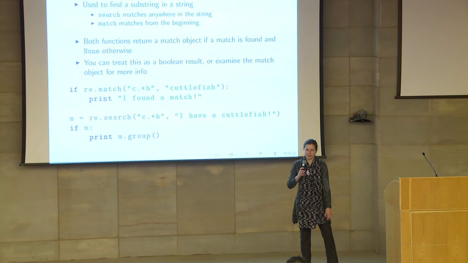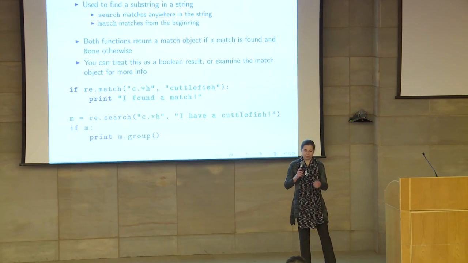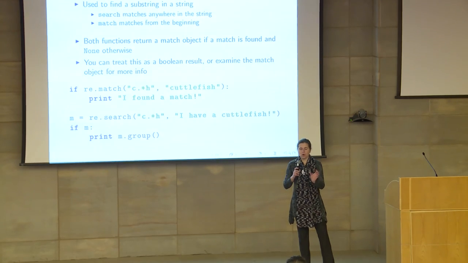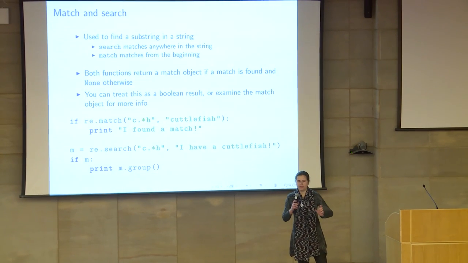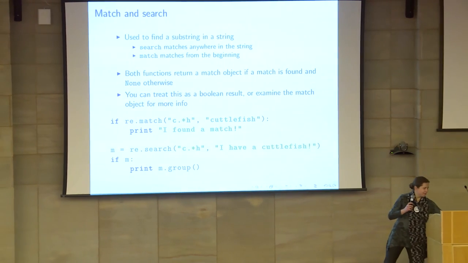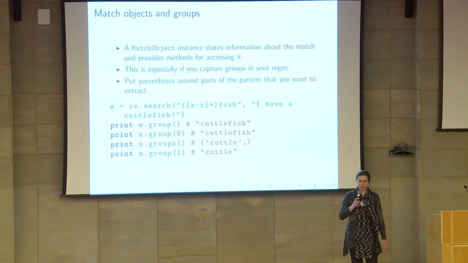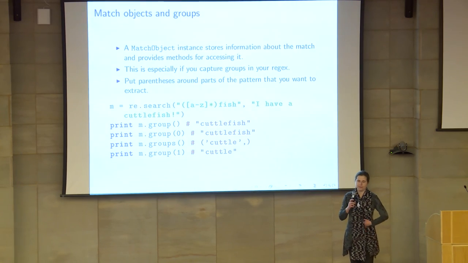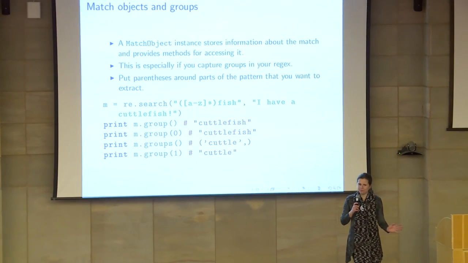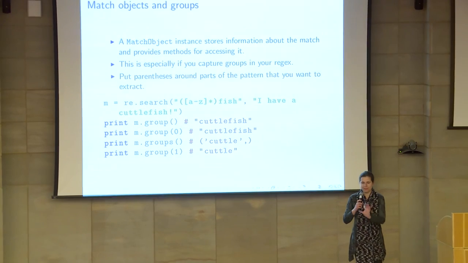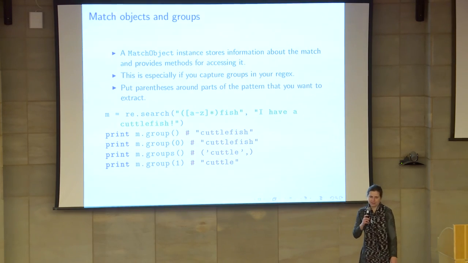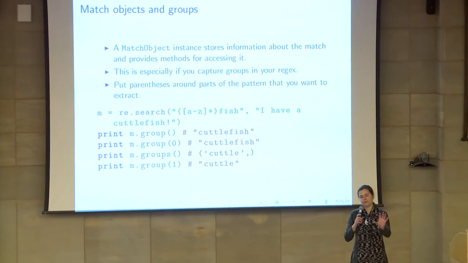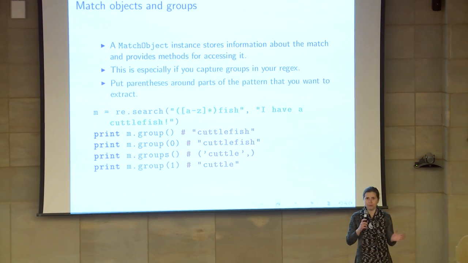As you can see, I'll speak more about the match object now, but that contains essentially information about what kind of match you have. In this particular case, it would print just the string that matched, which would be cuttlefish. A match object stores various kinds of information about the match and gives you some methods that you can use to access it. There's a whole bunch of them. They're very interesting. But the one that I'm going to talk about mainly is how to extract bits of your pattern that you've designated as special. In this case, we've put parentheses around the bit before fish. We want to know what the bit before fish is.